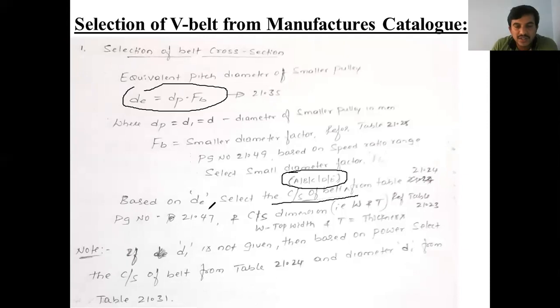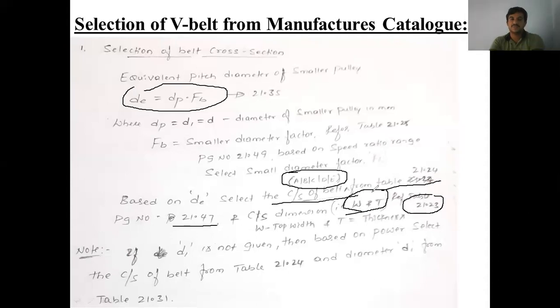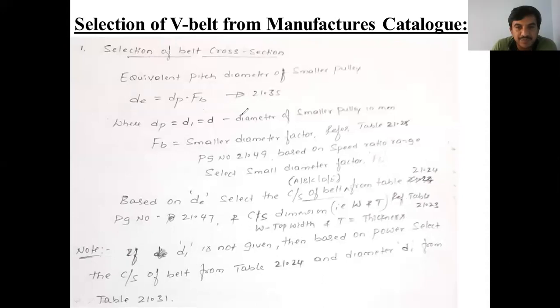Based on the equivalent diameter, select the cross section of the belt, such as A, B, C, D, and E, from table 21.24. Again, where do you get 21.24? Page number 21.47. Once you select the type of cross section, based on the cross section, again we'll determine the width of the V belt and thickness of the V belt by referring to table number 21.23, where W is the top width and capital T is the thickness. Again, we'll see that in the data handbook.